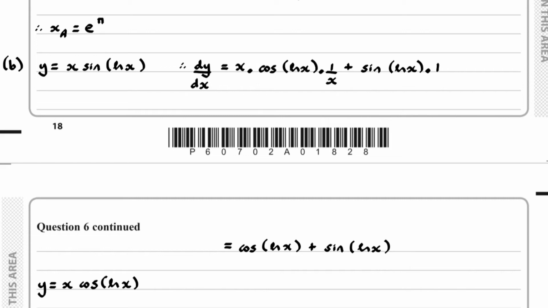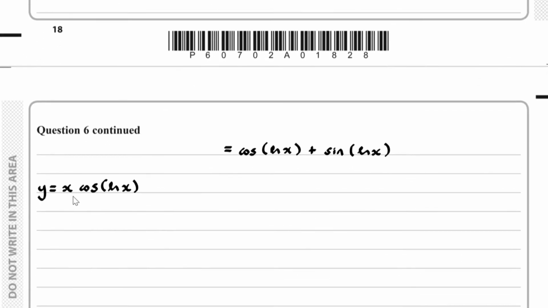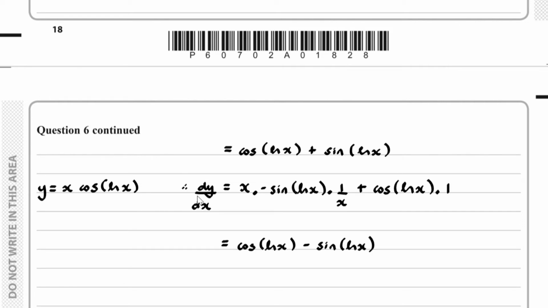And adding this up, we get cos of the natural log of x plus sine of the natural log of x. And if I've got y equals x times the cosine of the natural log of x, if I differentiate using the product rule, I've got x times the differential of cos of the natural log of x, which is minus sine of the natural log of x times 1 over x, plus cos of the natural log of x times the derivative of x, which is just 1. And adding this up, I get cos of the natural log of x minus sine of the natural log of x.